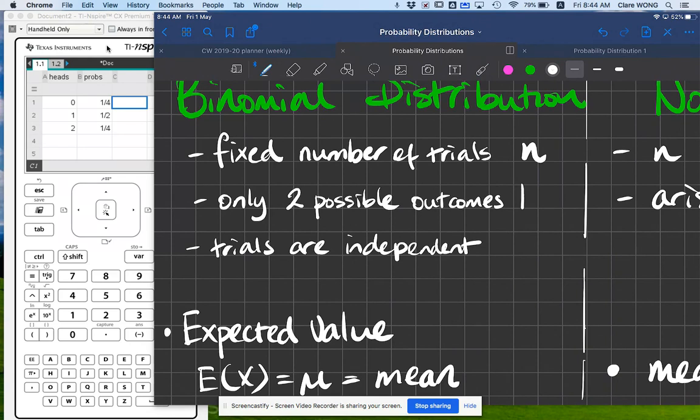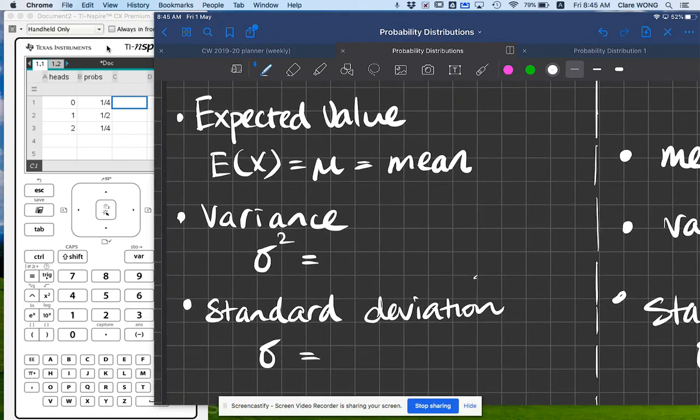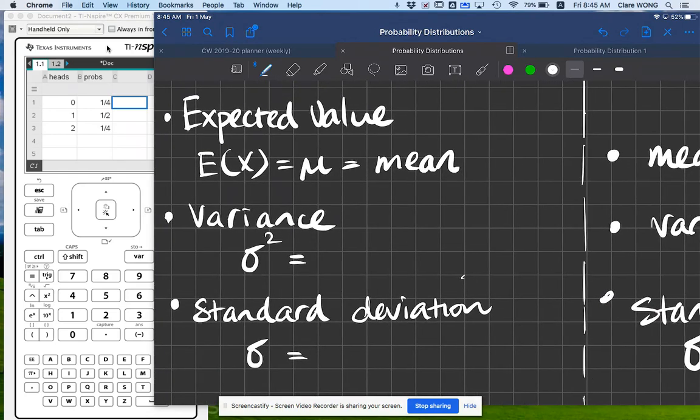P for success, 1 minus P for failure. With the binomial distribution, we will also look at the expected value, which I just mentioned before is about the mean. And it is quite easy to calculate. It is n, the number of trials, times the probability of success.